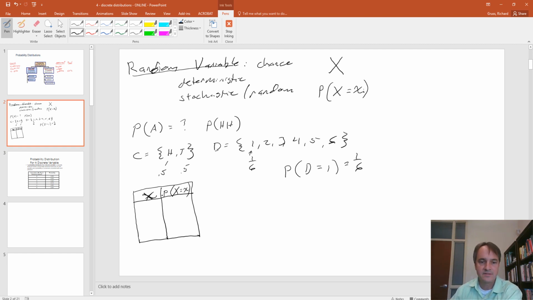So in this case, I can't fit them all, but I'm going to write just 1, 2, ... 6. And so the probability that this random variable takes on a 1 in this scenario here is 1/6, 1/6, ... 1/6. So a table is a convenient way to describe a discrete probability distribution.